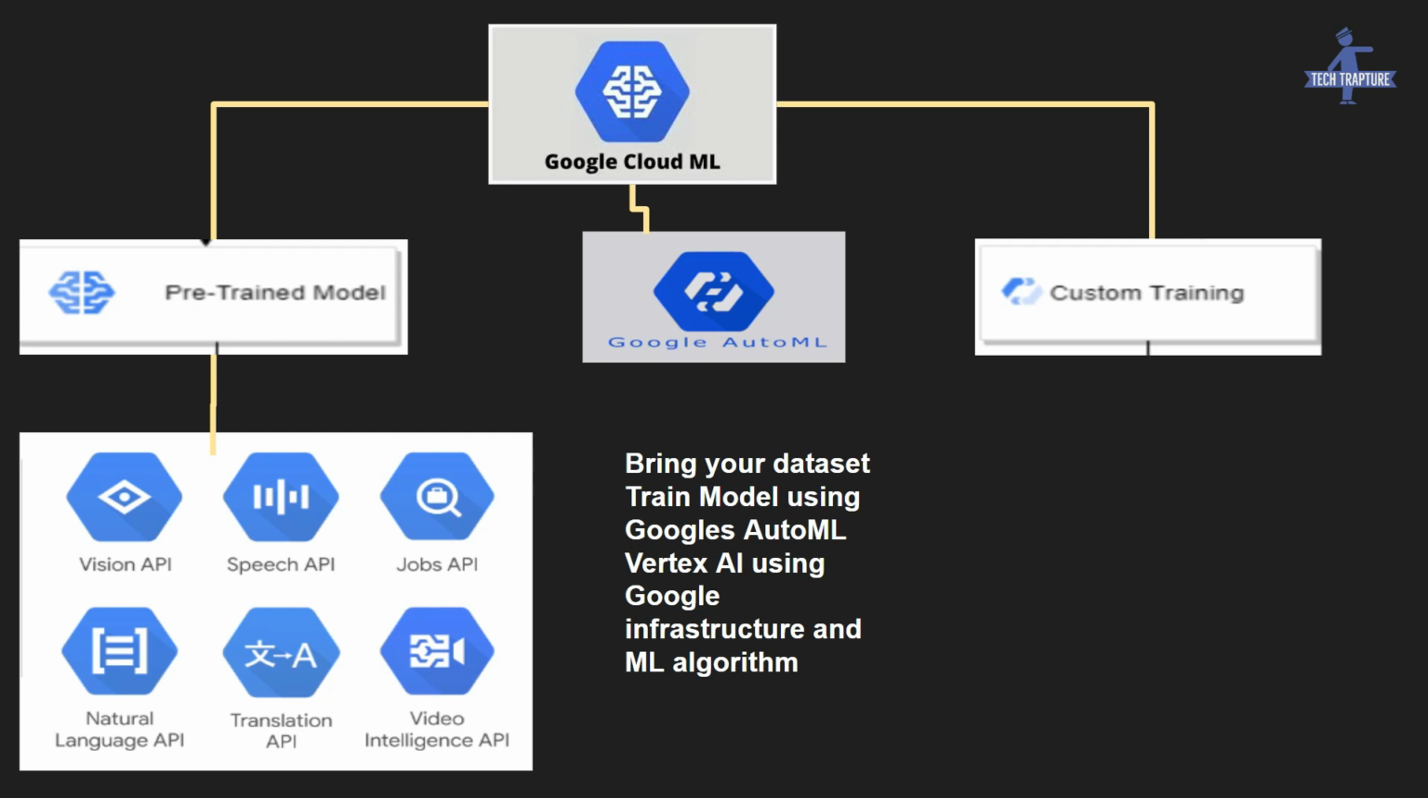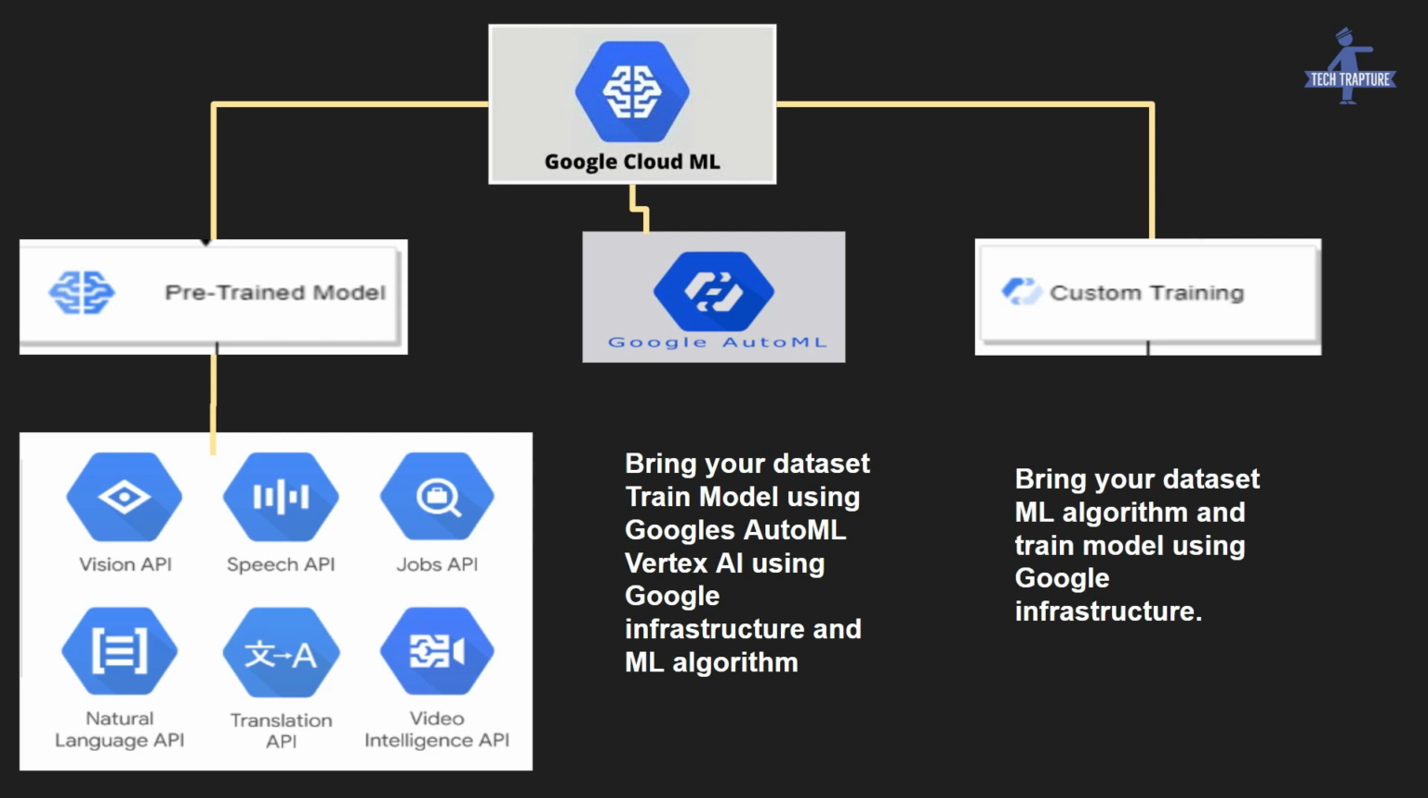Now third is custom training, where you bring your own data set, you bring your own machine learning algorithm, and you build your machine learning model on Google infrastructure. So these are the three different categories of Google Cloud machine learning, and mostly we will use a pre-trained model or Google AutoML using Vertex AI.